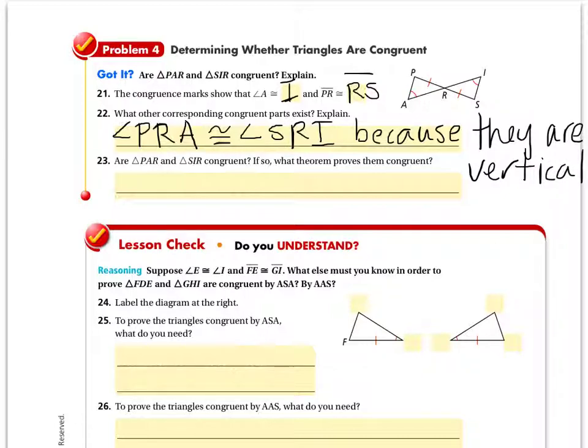So we were talking about angle PRA and angle SRI being vertical. So therefore, yes, those triangles are congruent through angle-side-angle.